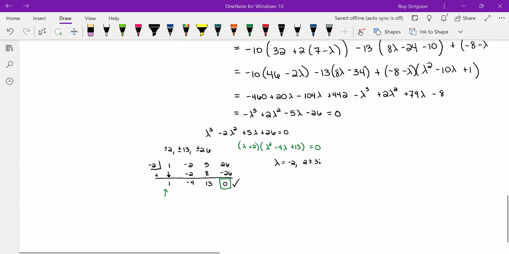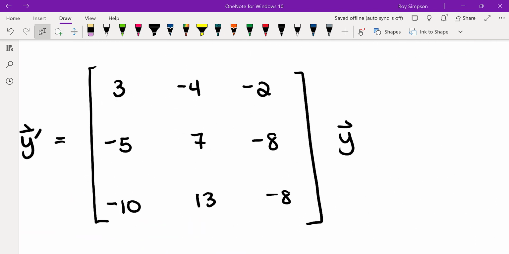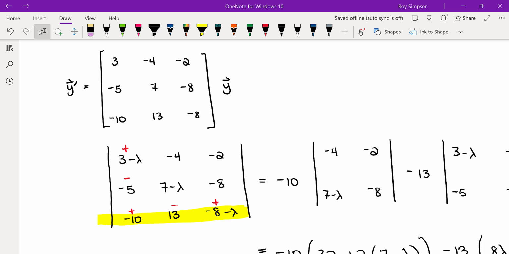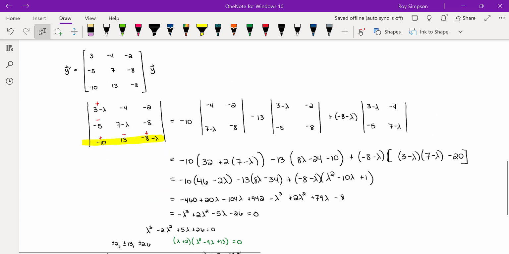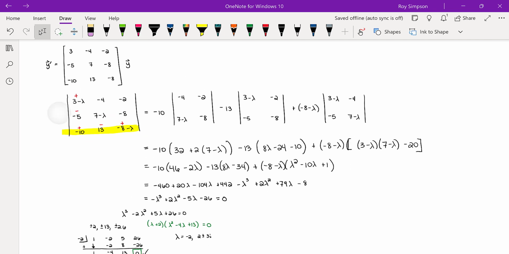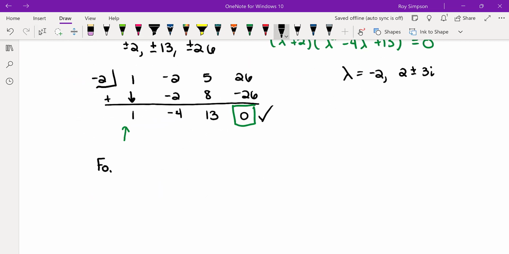Now our goal, honestly, is to solve this homogeneous system. So we found one real eigenvalue. Let's go ahead and find the eigenvector associated with that one real eigenvalue. So I'm going to plug in to A minus lambda I. I'm going to plug in lambda equals -2. Let me go ahead and do that.